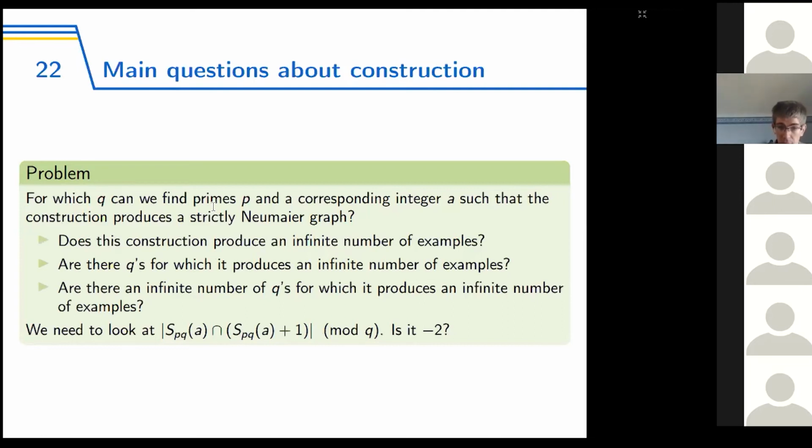Can we do this already for a fixed Q, or do we need to take several Qs? I mean, do we need to go to an infinite number of Qs, each having some examples? Or can we find a single Q for which there are already an infinite number of examples? Or even better, are there an infinite number of Qs for which we have an infinite number of examples? So we will be looking at this number, the intersection of this power set with this power set shifted by 1, and we want to find out whether this can be -2 or not.